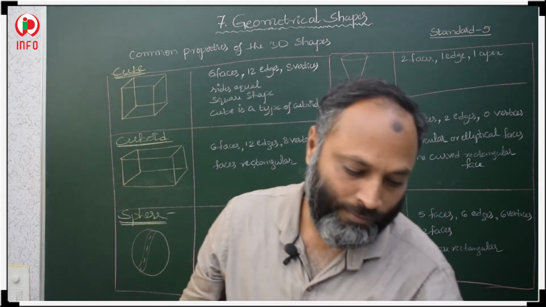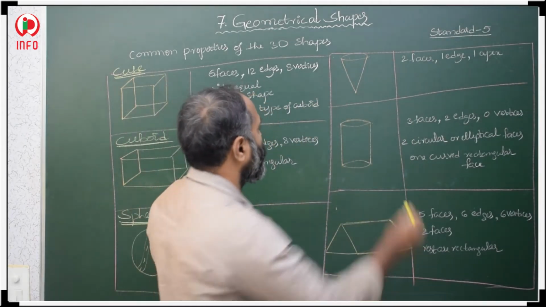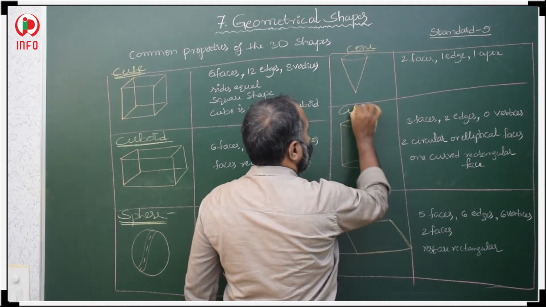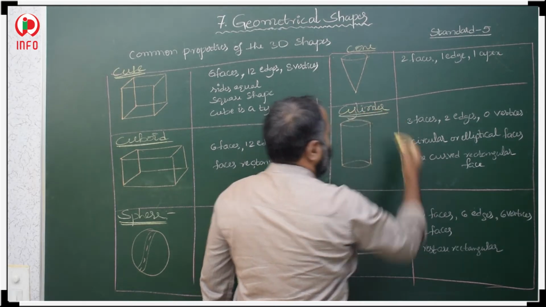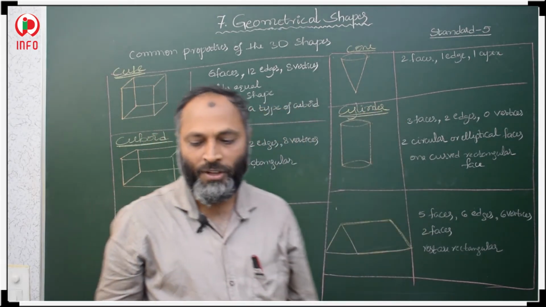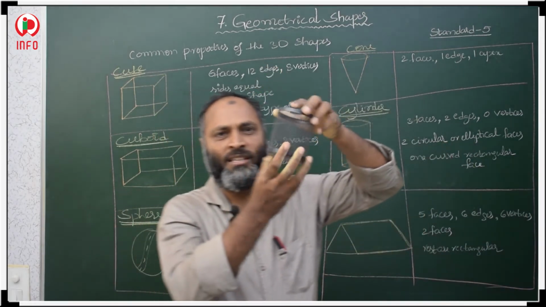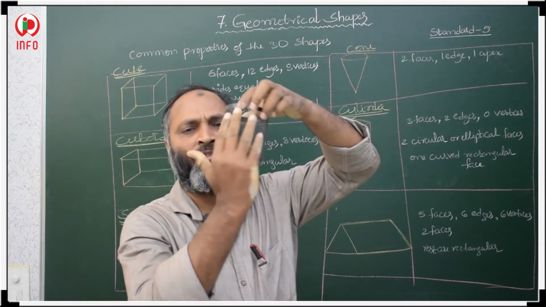Next, after the cone, the cylinder. What about the cylinder? It has three faces. This is a cylinder. It has three faces. One is a curved face.